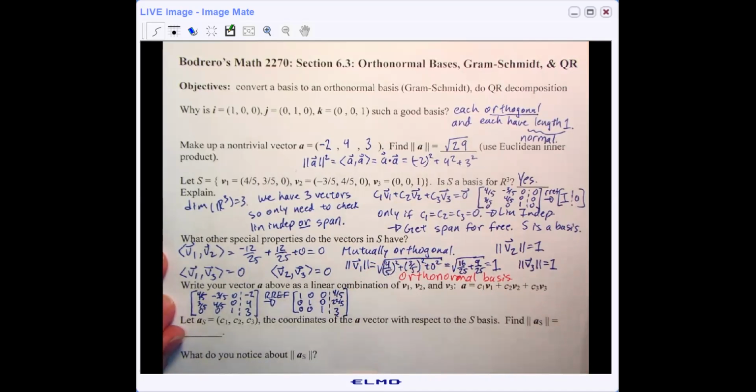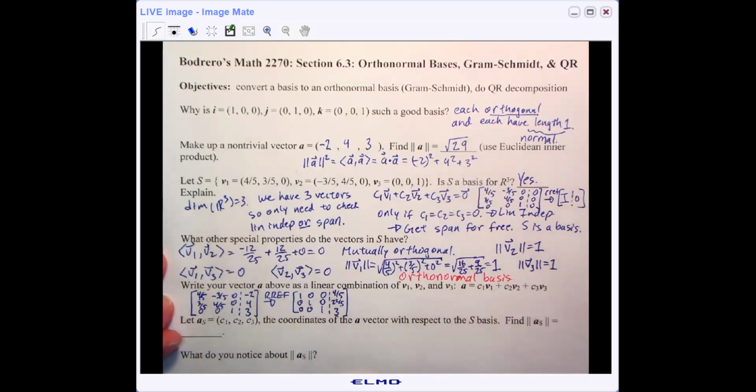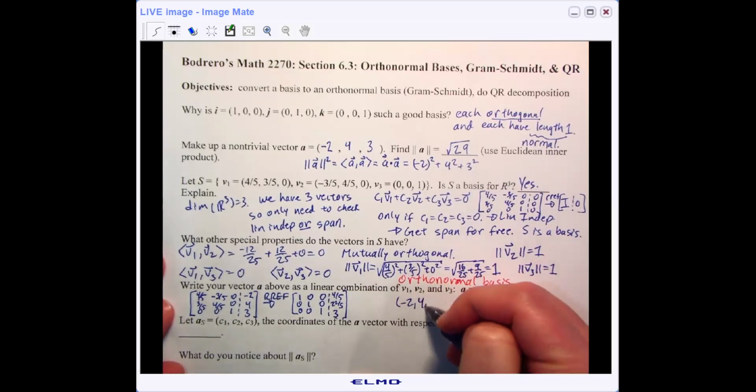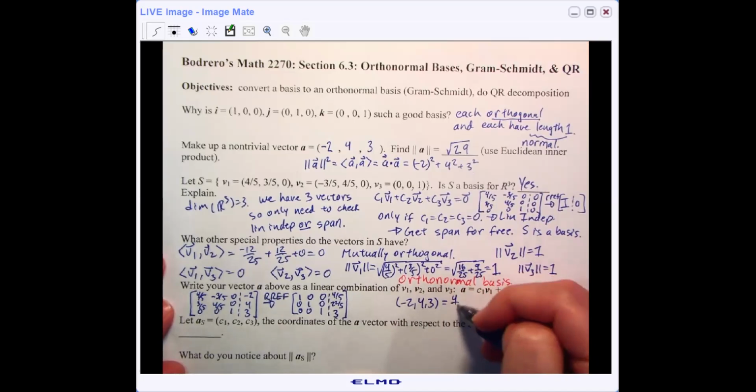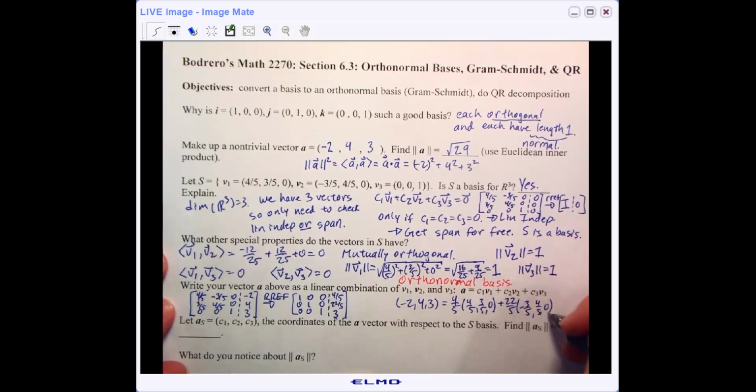Okay. All right. So that's pretty spiffy. So to make the A vector, negative 2, 4, and 3, I would use 4/5 of the vector 4/5, 3/5, 0, plus 22/5 of the vector negative 3/5, 4/5, 0, and not surprisingly, plus 3 times the vector 0, 0, 1.